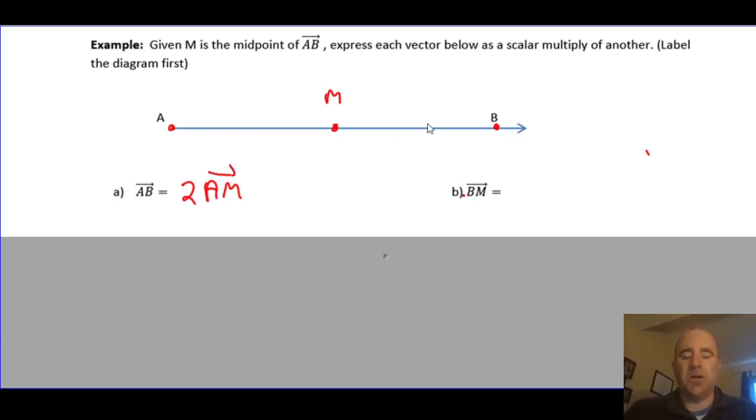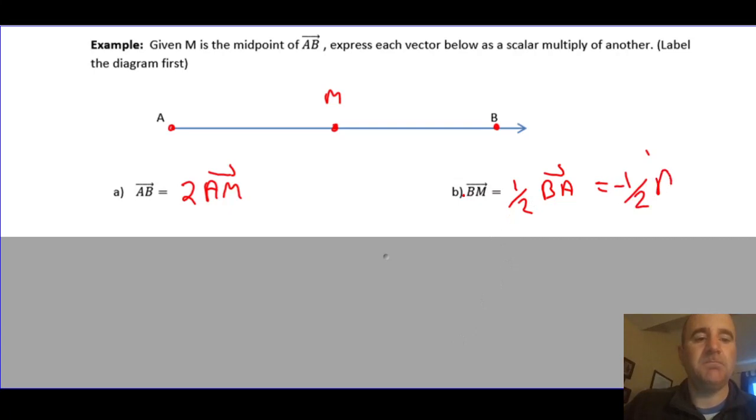How about vector BM? One thing we could do is say it's half the length of BA. So we could say it's a half times BA. We could also say that it's equal to negative a half of AB. Take AB and multiply it by a half, and one of those vectors would be MB, and if you want the other way around, it's negative a half to get BM. Notice that vector AM and vector MB are equal to each other. Again, vectors have no position. So AM and MB are the exact same vector because they have the same magnitude and the exact same direction.